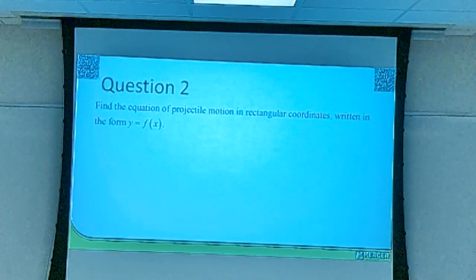Projectile motion rectangular, right? R of t.